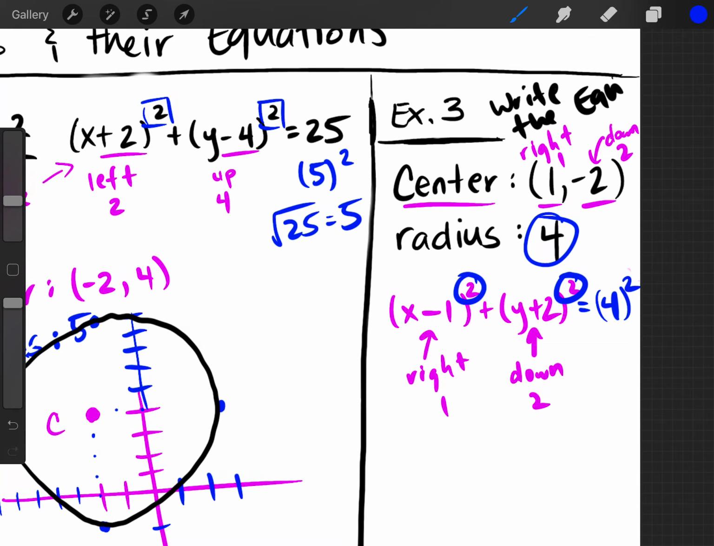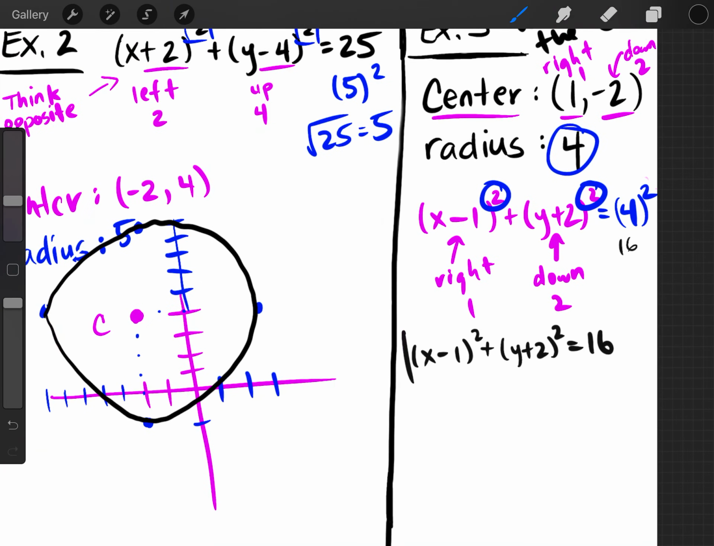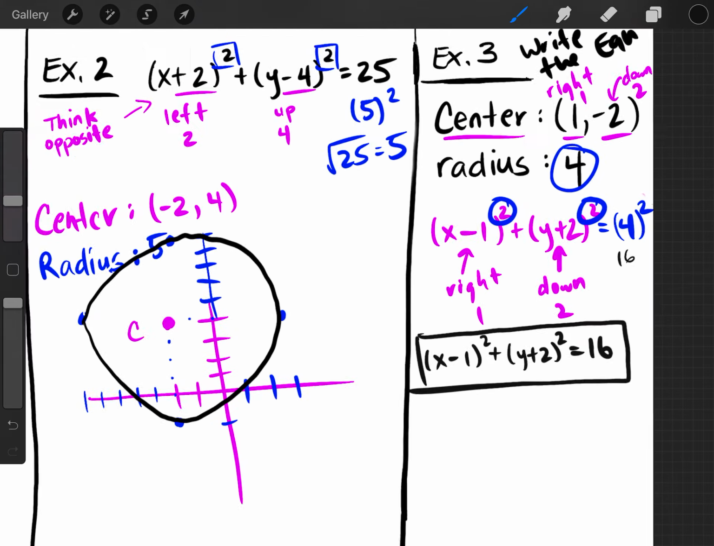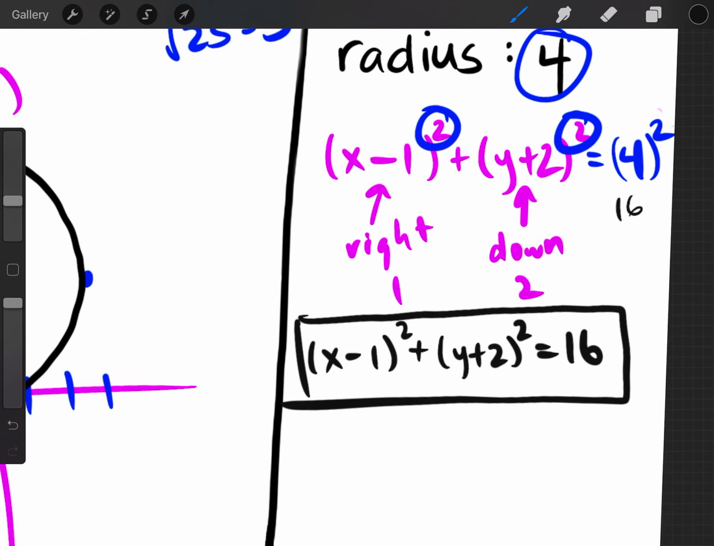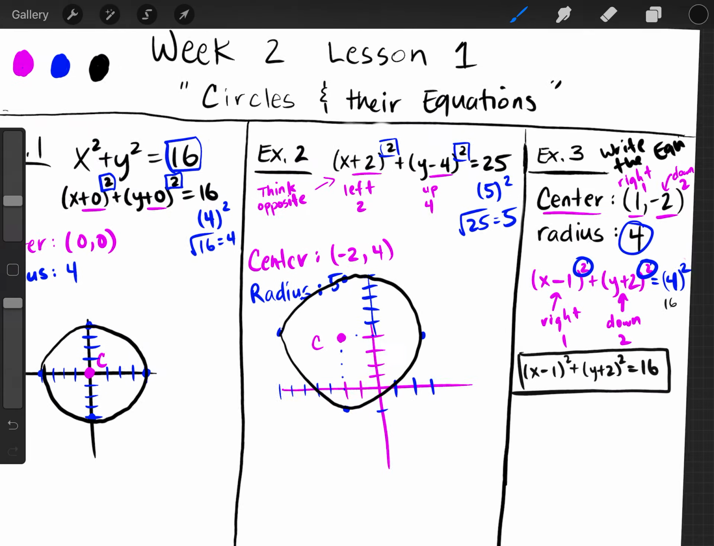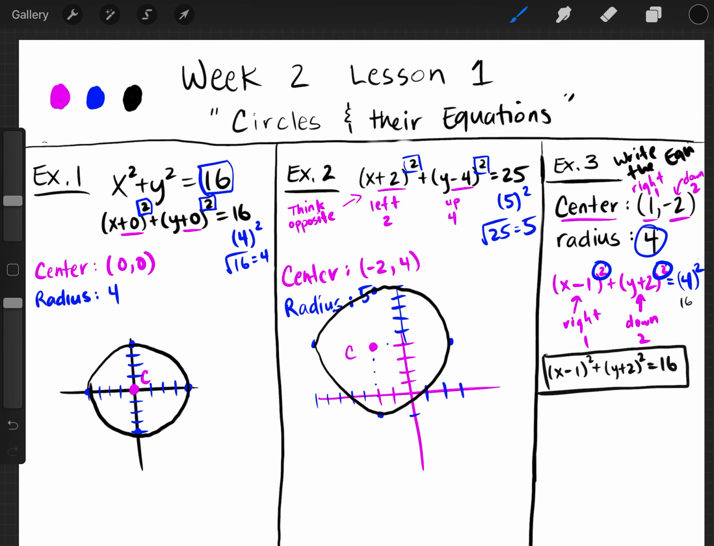The last thing we're going to do is just clean it up, write it a little bit nicer here. Whoops, I kind of undid something. We're going to go x minus 1 squared. That translates us right 1, plus y plus 2 squared. That's our down 2 for our center, equals 4 squared is 16. That right there is the equation of a circle with center 1, negative 2, radius of 4.